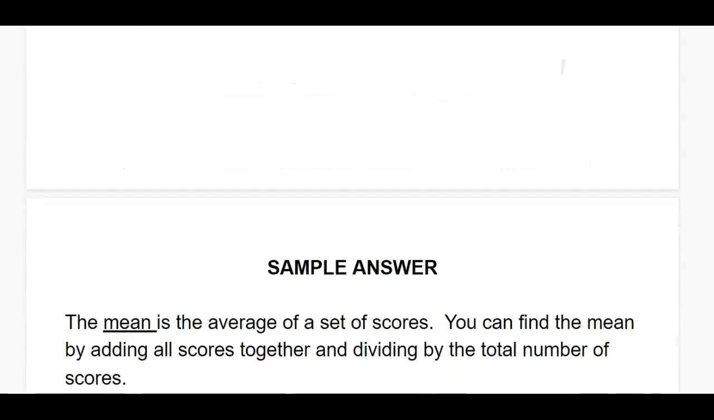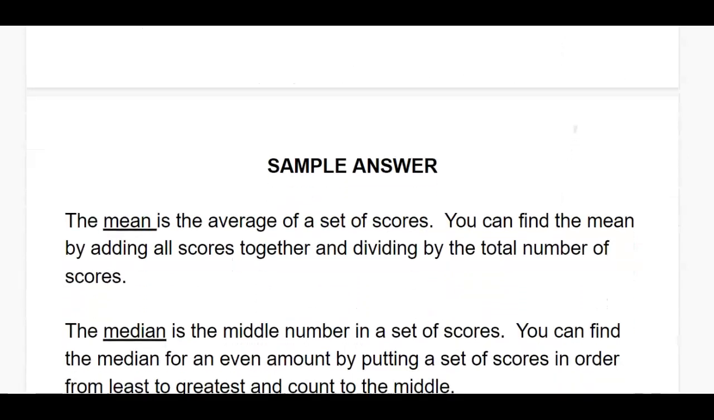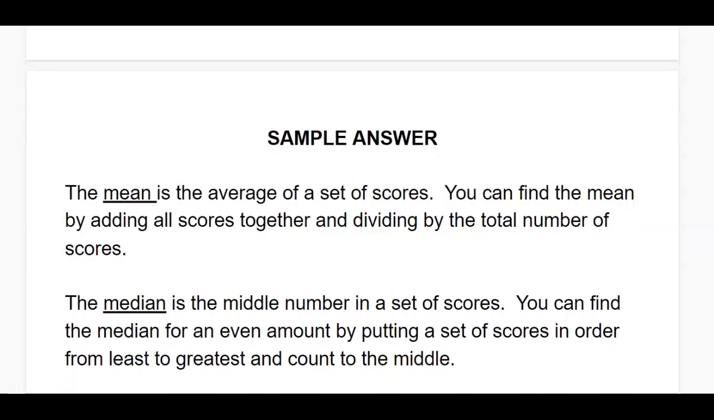Okay, so for the answers, here's my sample answer that I typed out. Obviously, this is not the answer key from the College Board, but this is what I typed that would score. So it says the mean is the average of a set of scores. You can find the mean by adding all the scores together and dividing by the total number of scores. You could also give an example of how, with specific numbers, you could do that, but not necessarily required.